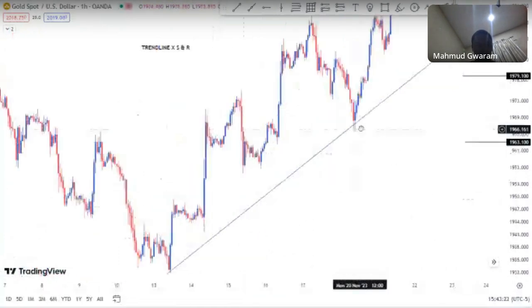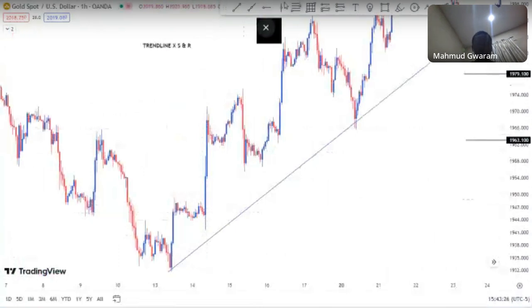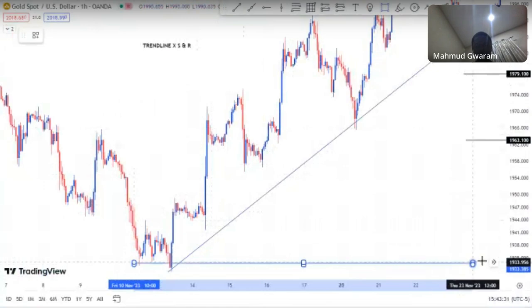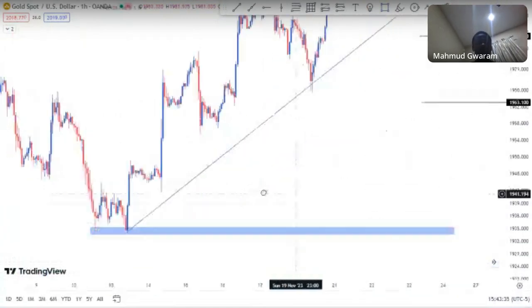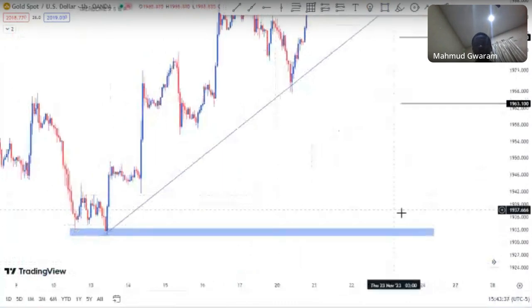This is a turning point. I can map it. Let me map everything so that I won't leave you guys uncovered. This is a key level. Let me map it. When the market comes back to this place, it's a very important level. I can go long, right?